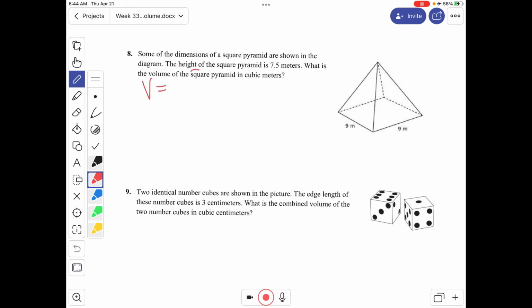So we need the volume of a square pyramid. That formula is 1/3 area of the base times the height. And the shape of this base is a square, so the formula for area of a square is base times height. The measurements for the base are right there, and the height is in the word problem.